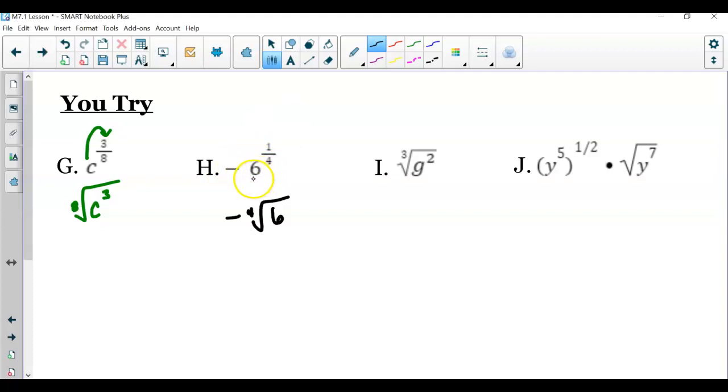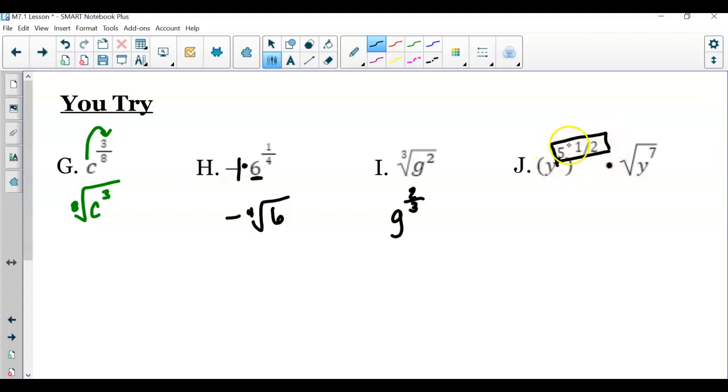So really the base is just +6. That's why it's the 4th root of +6. But because of the negative or -1 here, you need -4th root of 6. Then to rewrite this, well, this is g squared, but it's the cubed root of g squared. So again, this is g to the 2nd power, but over 3, because 3 is your index. Then now here, we do have to simplify.